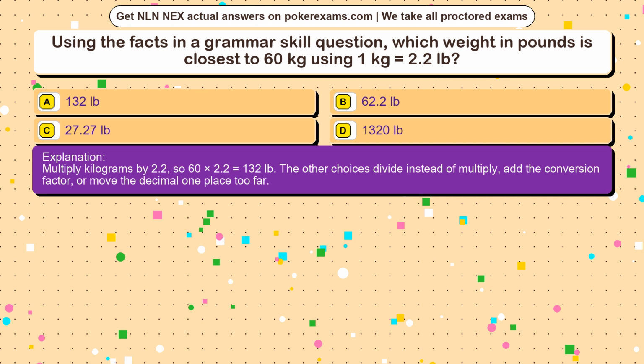The correct answer is option. Multiply kilograms by 2.2, so 60 times 2.2 equals 132 pounds. The other choices divide instead of multiply, add the conversion factor, or move the decimal one place too far.